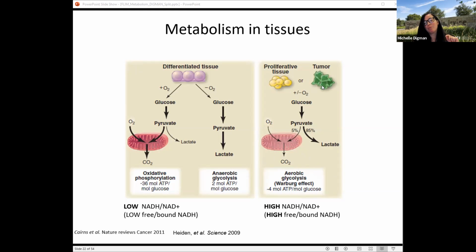So tumors have a preferential metabolic pathway due to the fact that they need to divide, they need to proliferate quite quickly. Even though they produce less ATP, this pathway is much faster.